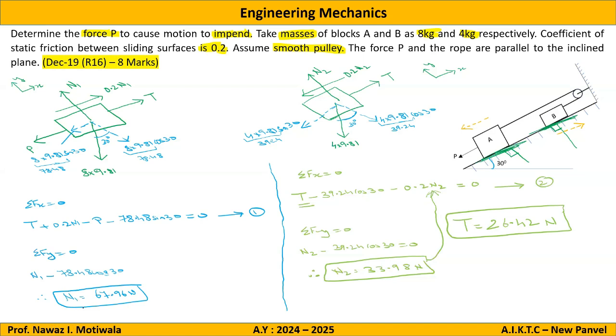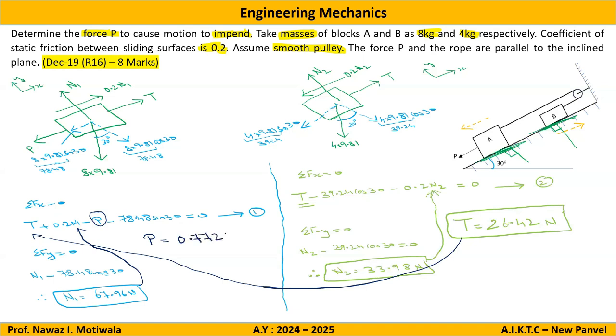Now, we have the answers for T and N1. So what I will do is substitute the value of T in equation 1 along with the value of N1 here. So the only unknown, if you see in this entire equation now, remains is P. So just substitute the value of N1 and T in equation 1. I will get the value of P as 0.772 newtons, which is the required answer.